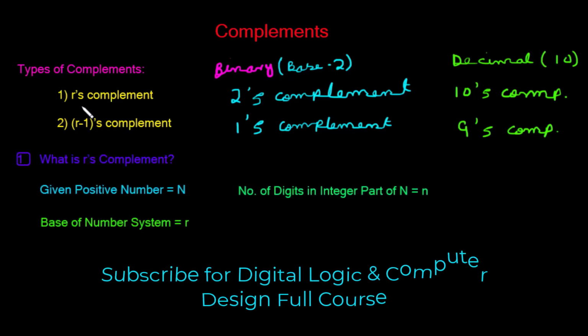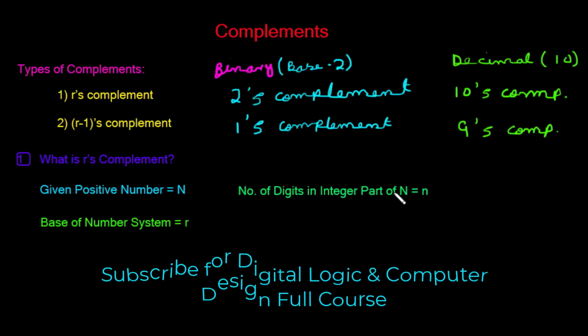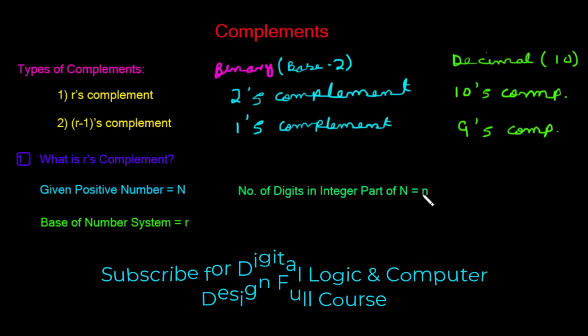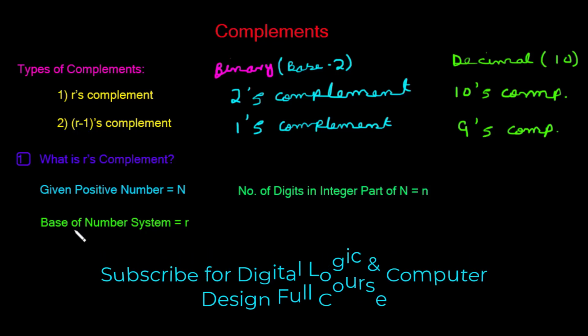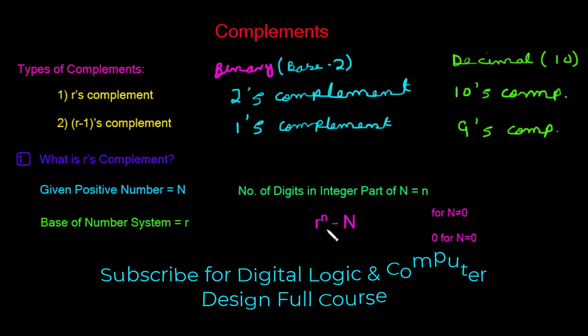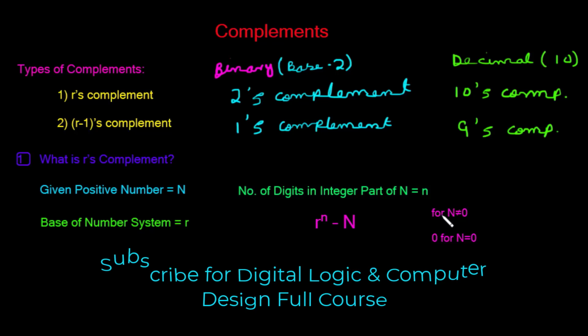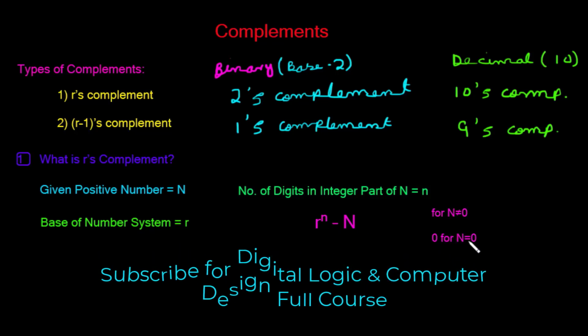In this video, we will only focus on R's complement. So we have the question: what is R's complement? Given a positive number N and base R, with n being the number of digits in the integer part of N, the R's complement of N is found using this idea: take base R, raise it to the number of digits n, then subtract the number. This is for n not equal to 0, and the complement is 0 when n is equal to 0.